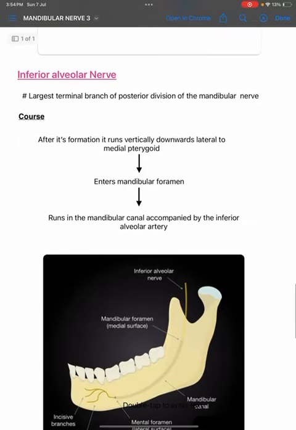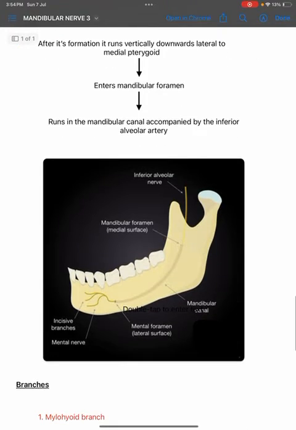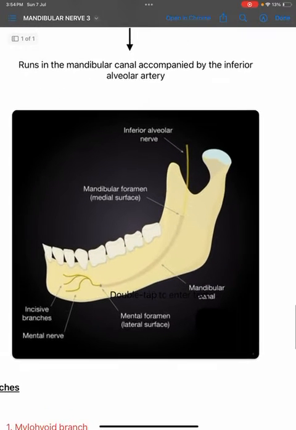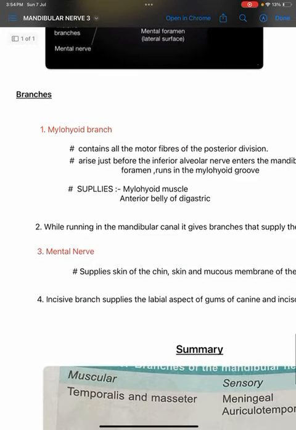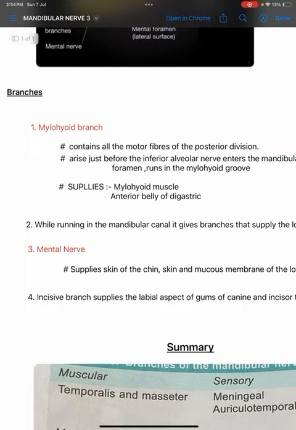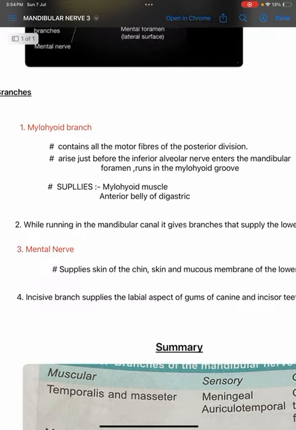Then about the inferior alveolar nerve, it is the largest terminal branch of the posterior division of the mandibular nerve. And after its formation, on this figure we can see it runs vertically downwards, lateral to the medial pterygoid, and enters a foramen that we can see over the mandible, that is the mandibular foramen. Then later it passes into the mandibular canal accompanied by the inferior alveolar artery. And the branches, the first one is the mylohyoid branch, and it supplies 2 muscles, mylohyoid muscle and anterior belly of digastric, not the posterior belly, anterior belly of digastric.